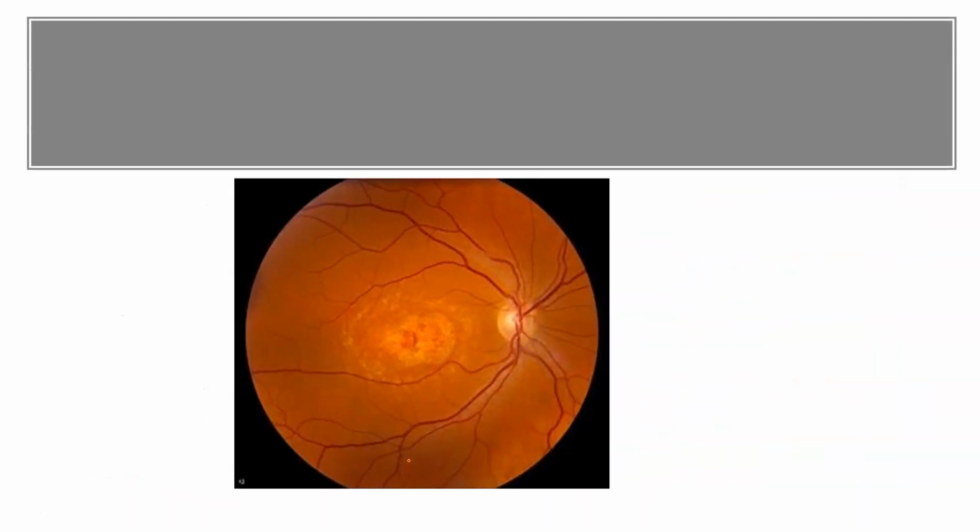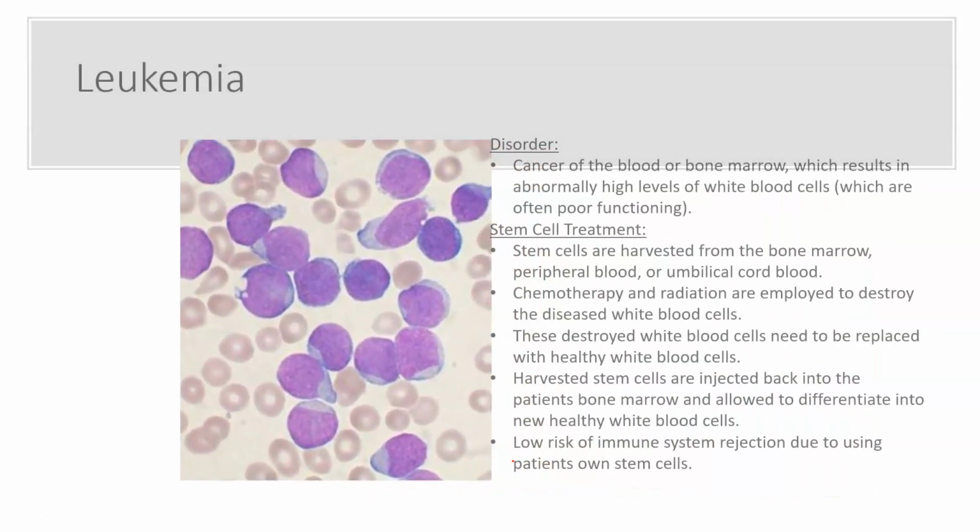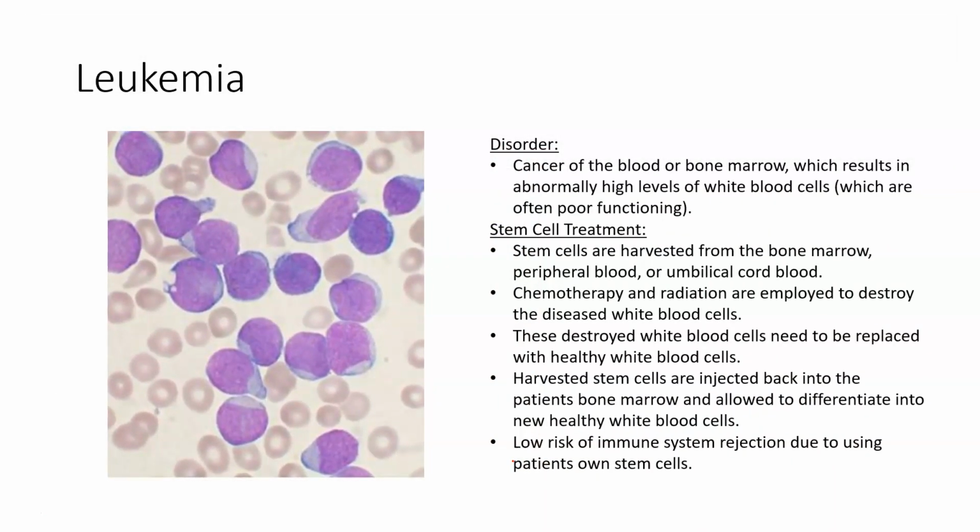So, good use of stem cells in my opinion. As we go into leukemia, leukemia is a disorder that is affecting a patient's blood or bone marrow. The leukemia is a cancer specifically of the blood. So as a result of the cancer, the white blood cells are really ramped up because we know that white blood cells are associated with the immune response of a particular person.